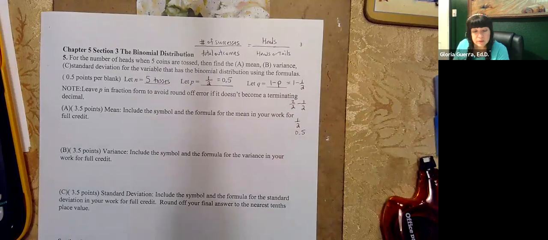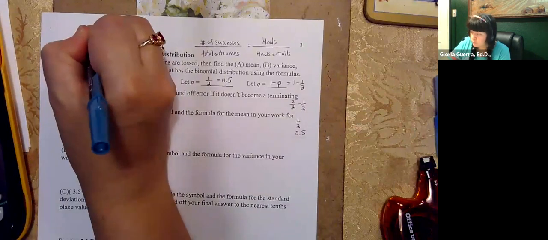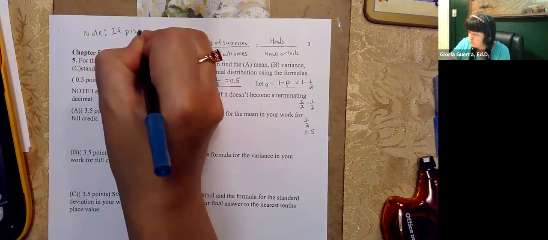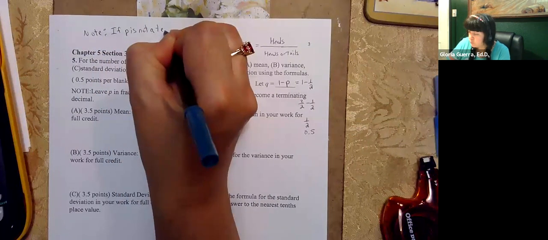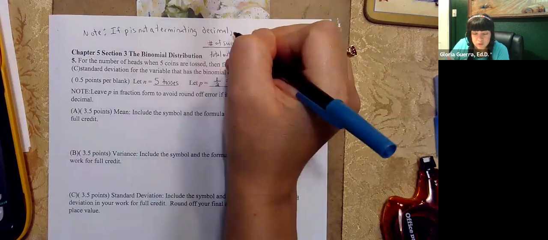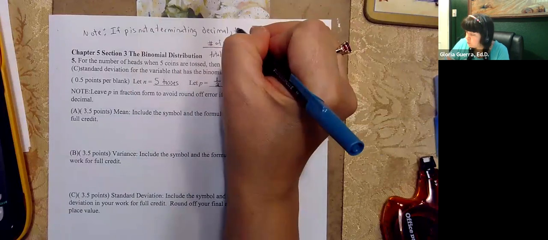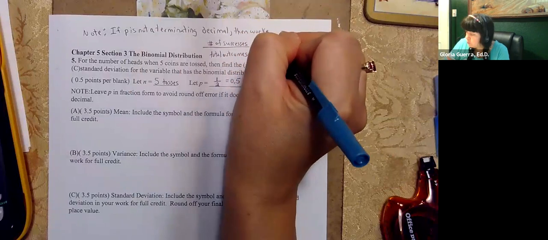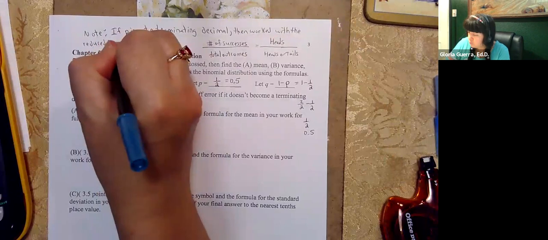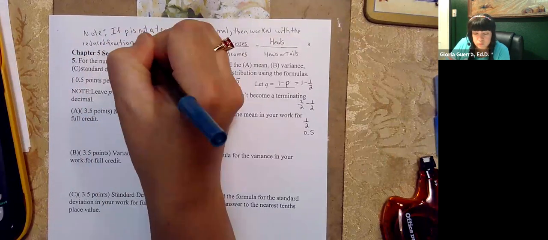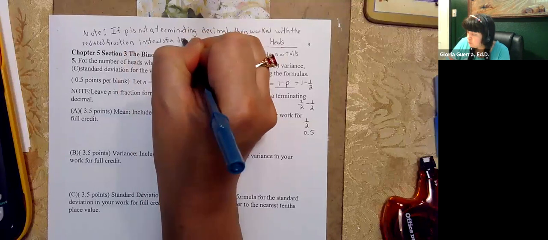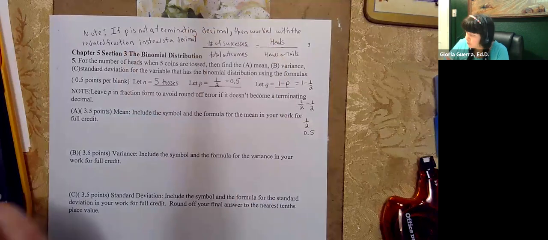And I have a note here. Let me put over here a note to self: if p is not a terminating decimal, then work with the reduced fraction instead of as a decimal. And that would be to avoid round-off error.